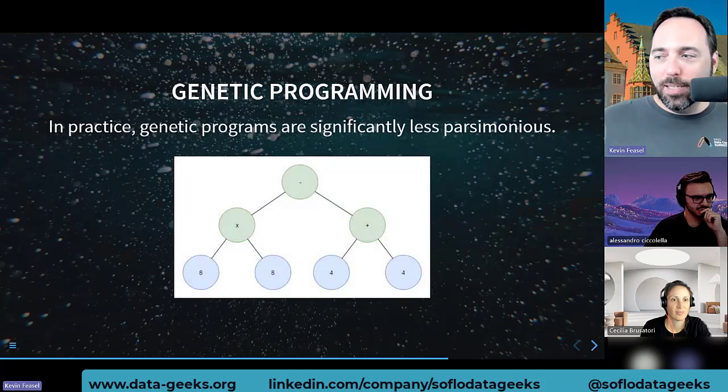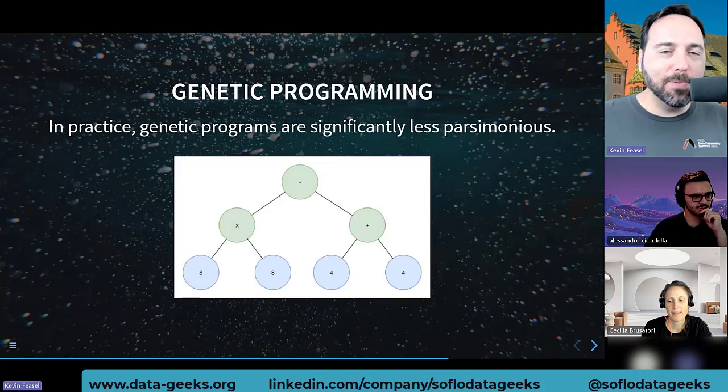In reality, you're more likely to see programs that look like this. Well, 8 times 8, and then that quantity minus the quantity 4 plus 4. And if you do the math in your head, you realize that still gets you to 56. But you have more steps involved.